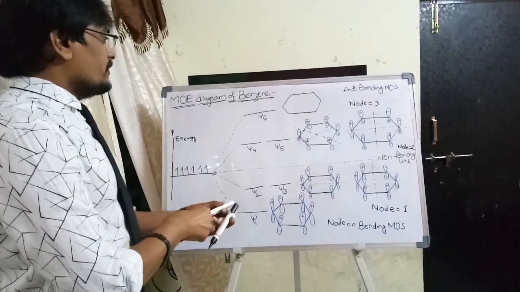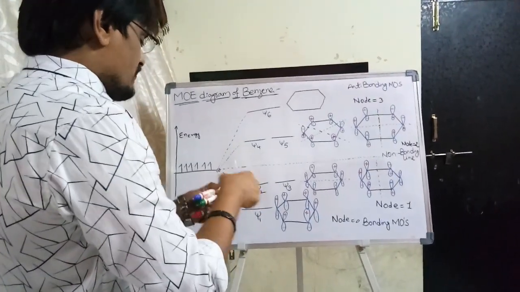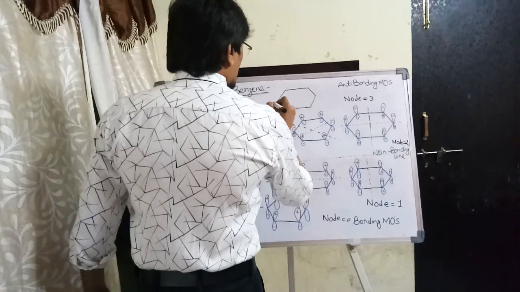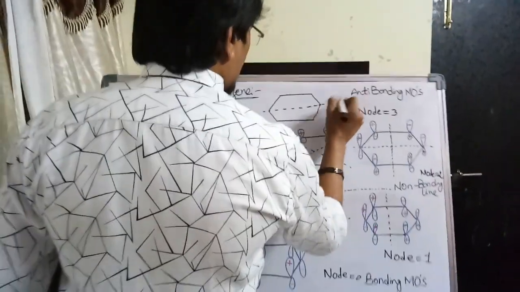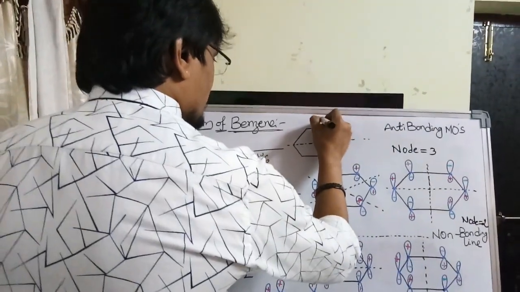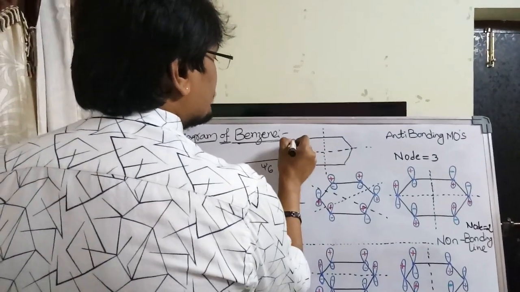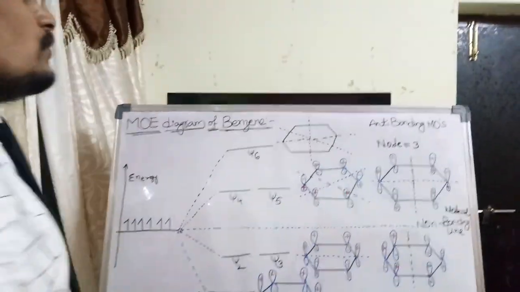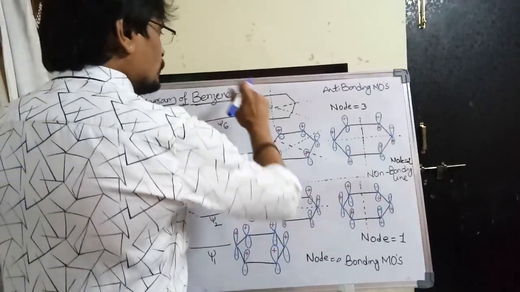Now let us place the lobes. So before that, first of all, we have to see the possible 3 nodes. So first one is this. And second one is this. Second node. And third one is the one which is bisecting. So there are 3 nodes. So this is about the nodes 1, 2, 3.